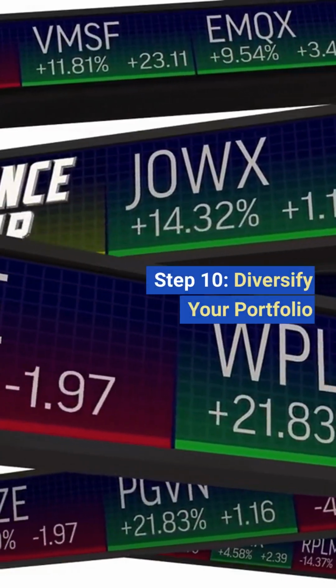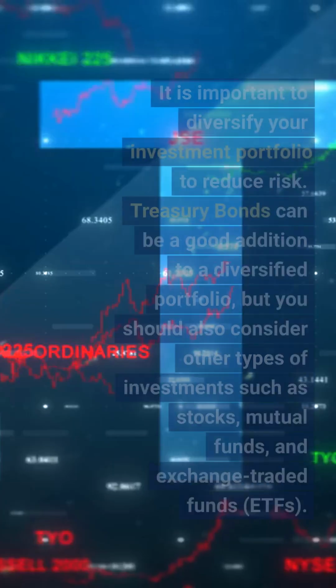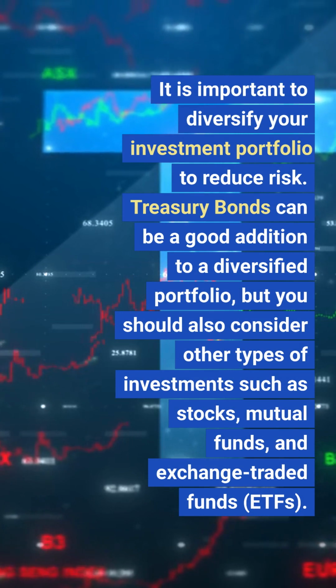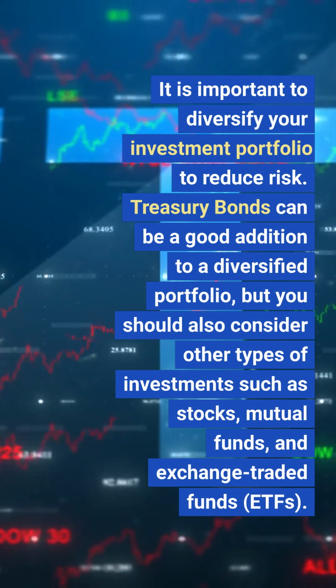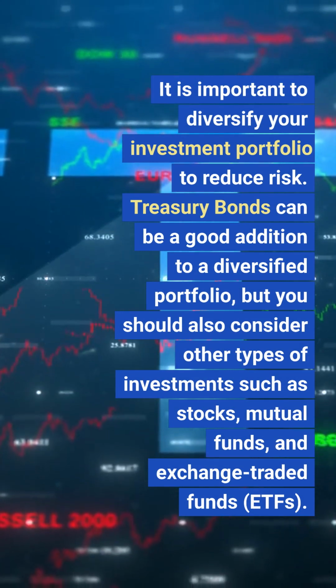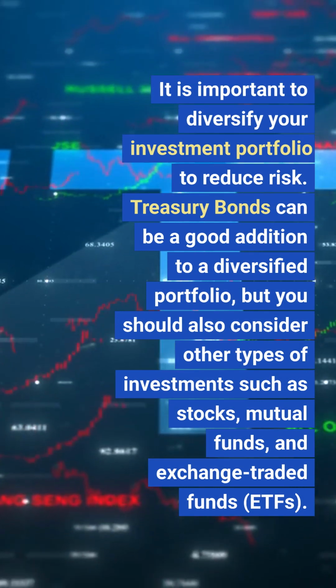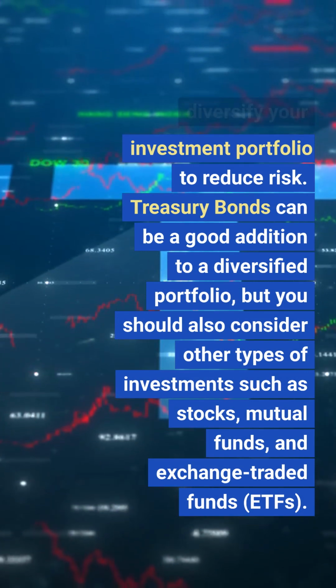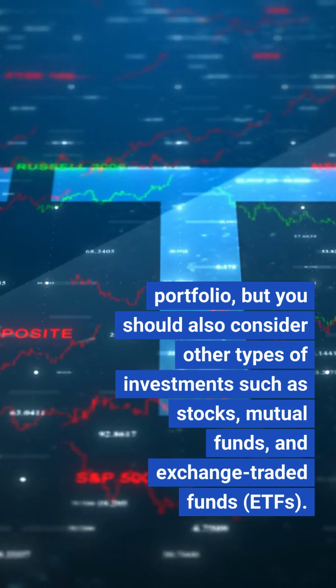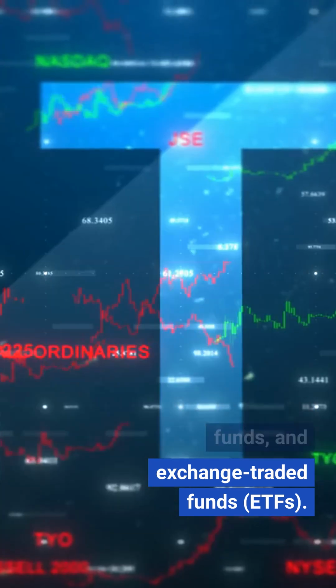Step 10. Diversify your portfolio. It is important to diversify your investment portfolio to reduce risk. Treasury bonds can be a good addition to a diversified portfolio, but you should also consider other types of investments such as stocks, mutual funds, and exchange-traded funds, ETFs.